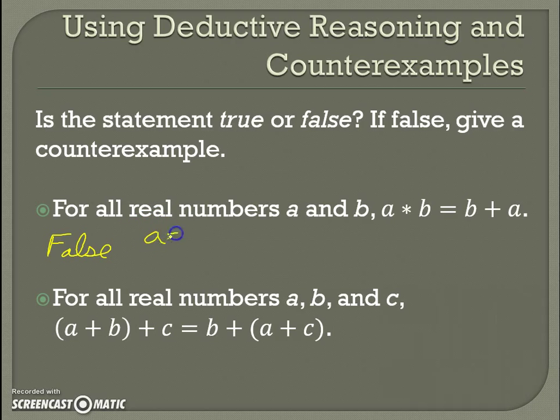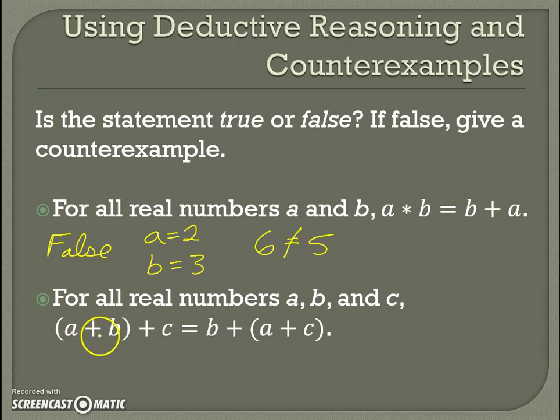So some really easy values would be a can be equal to 2, and b would be equal to 3. 2 times 3 is equal to 6, and then if I come over on this, 3 plus 2 is equal to 5. And those two things are not equal to each other, so that would be a counterexample.